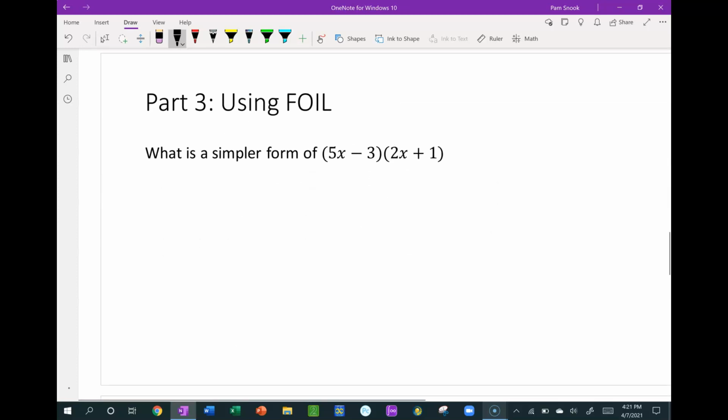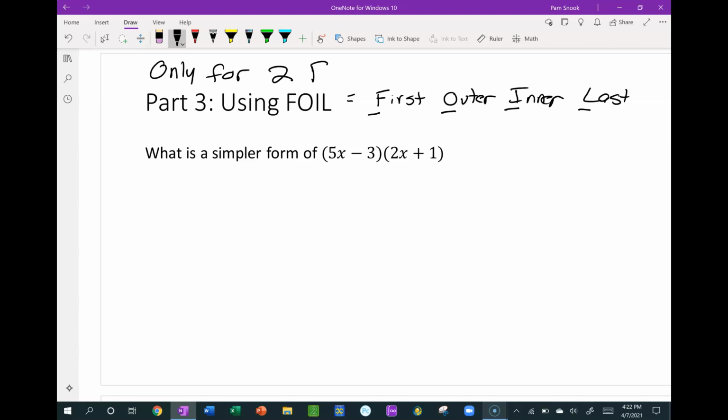Last method is called FOIL, and that stands for first, outer, inner, and last. FOIL, first, outer, inner, last. This only works for 2 binomials. You cannot use this method for anything else. So this one is limited to 2 binomials.